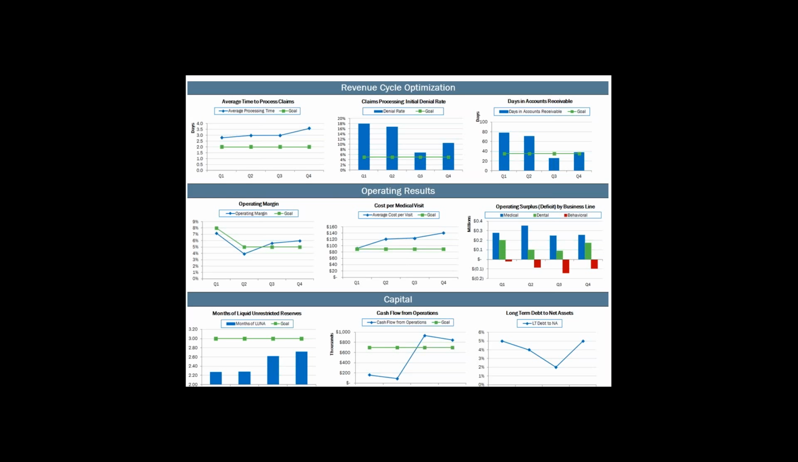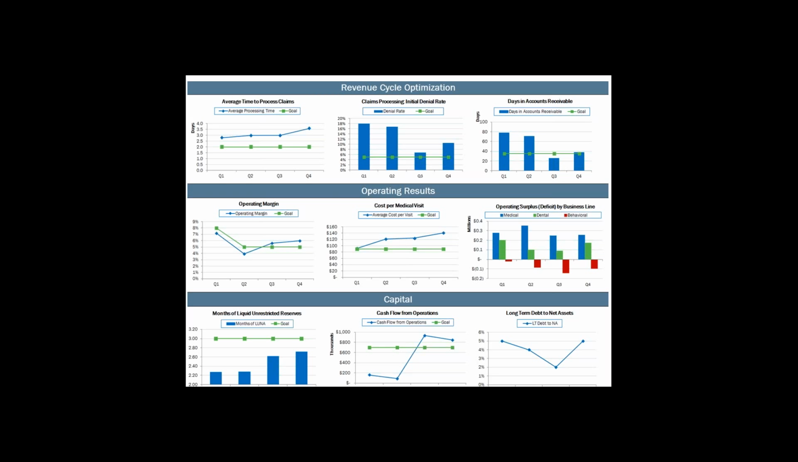And what will it take to get there? There's references here on cash flow and debt. In the middle section, there's operating results and the operating margin. Again, you see the value of goal versus actual. You can see in the early quarters they were under the goal, and in the later quarters they've exceeded the goal. So the operating margin is a really good indicator.